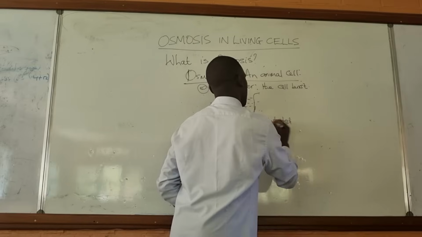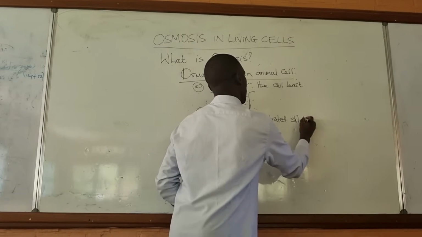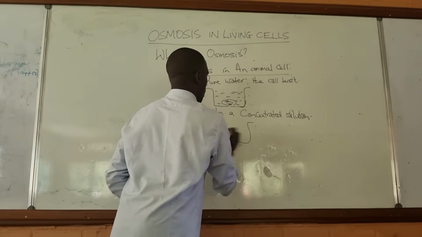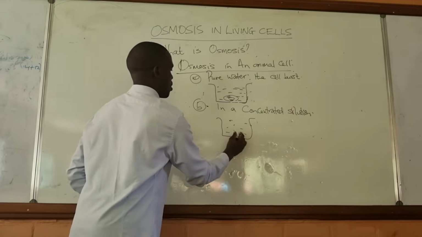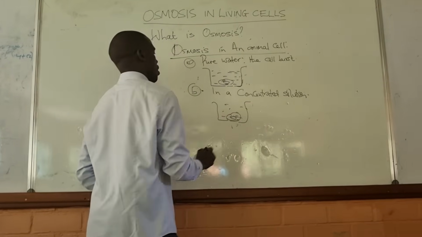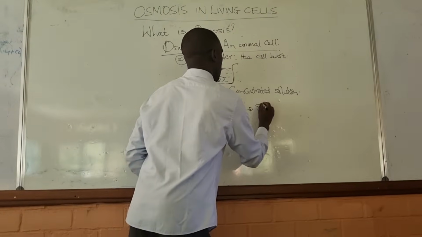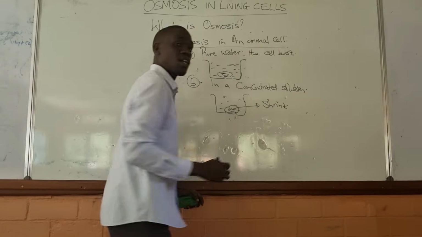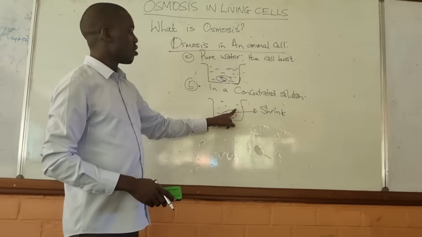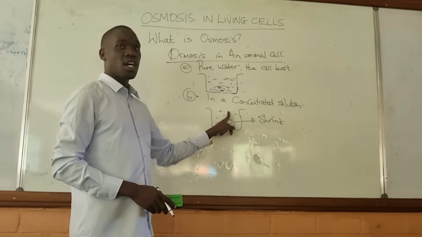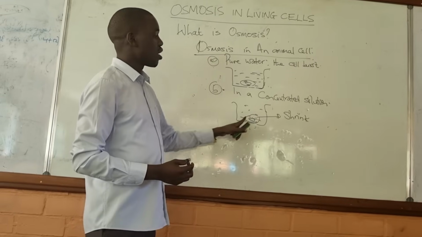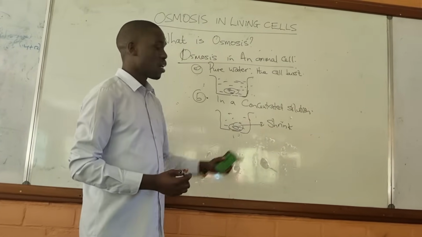In a concentrated solution. So we have another example. You have the animal cell in a concentrated solution. In a concentrated solution, the cell is going to shrink. The cell will shrink because water is being lost from inside the cell through the cell membrane into the outside solution that is having a low water potential.